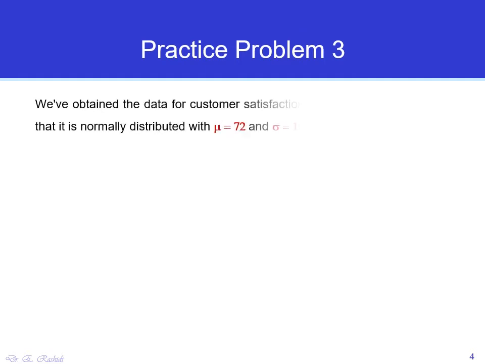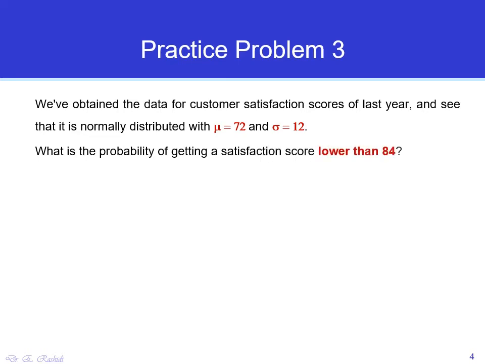Next practice problem. We have obtained the data for customer satisfaction scores of last year and see that it is normally distributed with average mu equal to 72 and sigma equal to 12. What is the probability of getting a satisfaction score lower than 84? So please pause, work on this problem, try to first formulate the problem, what exactly the question is asking for, and then try to solve it, and then come back to see the solution.